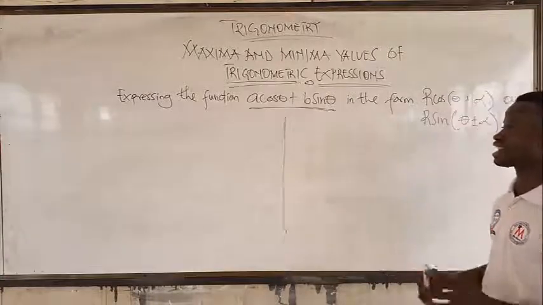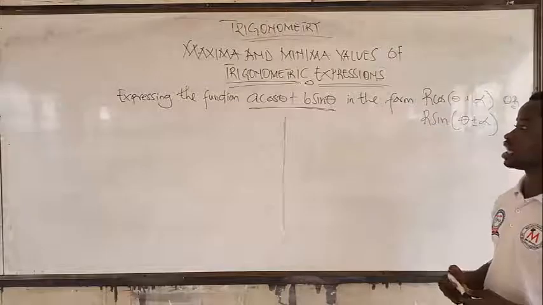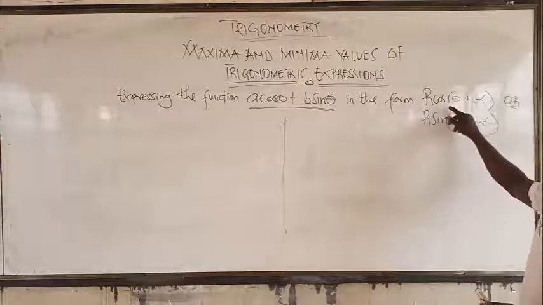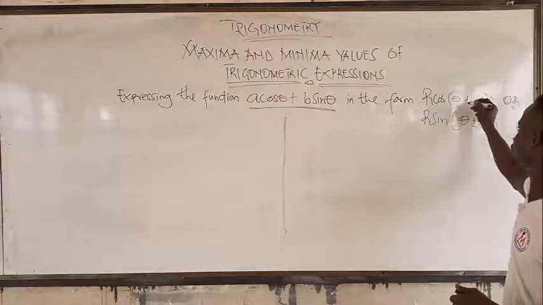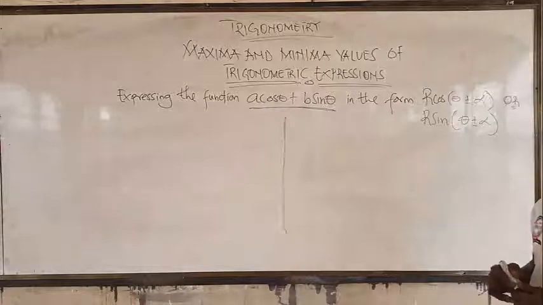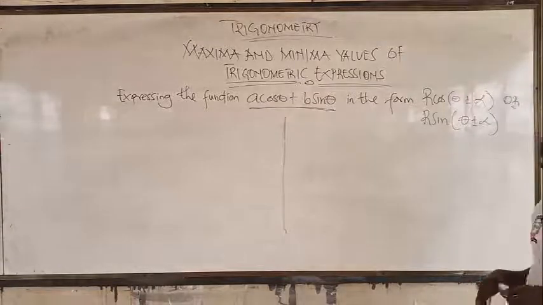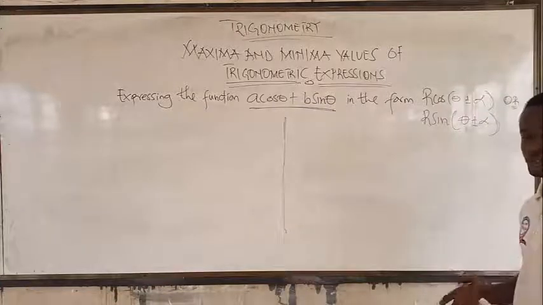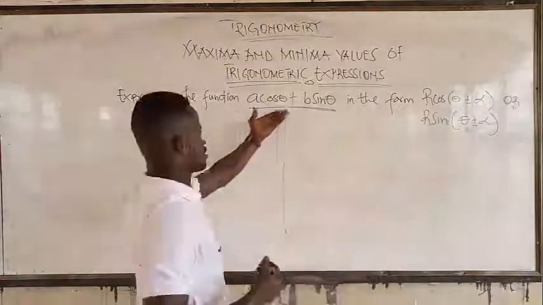So first of all, let's start with expressing the function a cos theta plus b sin theta in the form r cos theta plus or minus alpha, or r sin theta plus or minus alpha. Very good. So how do we do that? So in a question, you will be given this.